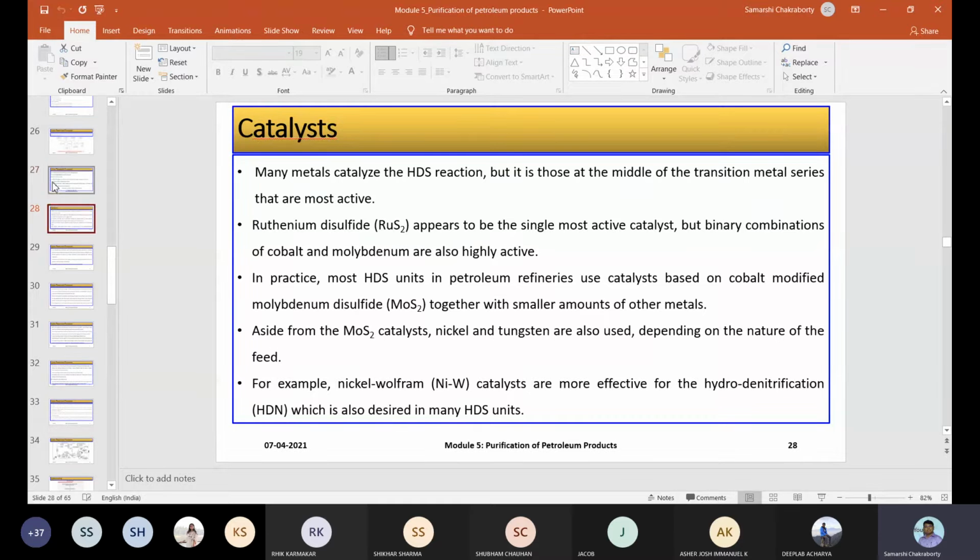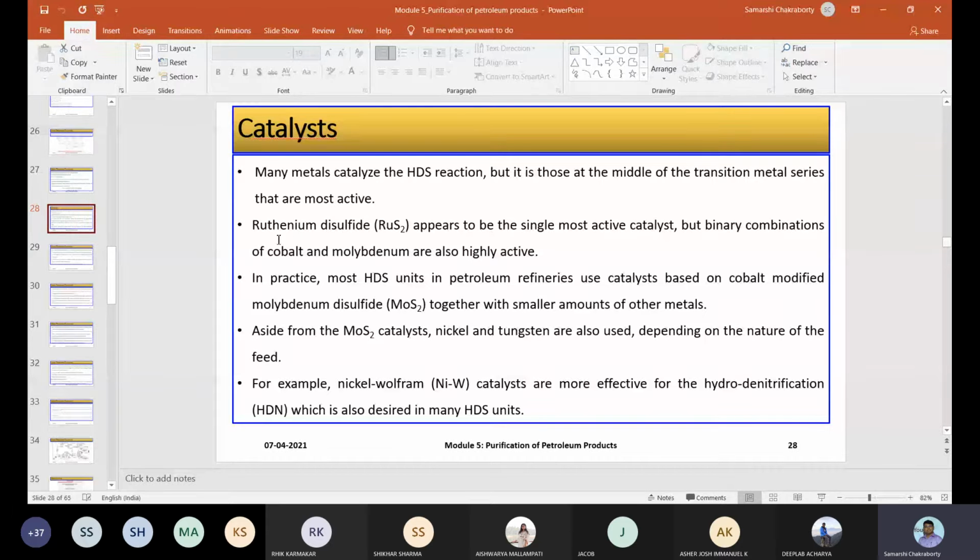As for the catalyst used for this type of hydrotreatment process, many metal catalysts catalyze this HDS, or hydrodesulfurization, reaction, but it is those in the middle of the transition metal series that are going to be more active with respect to hydrodesulfurization.